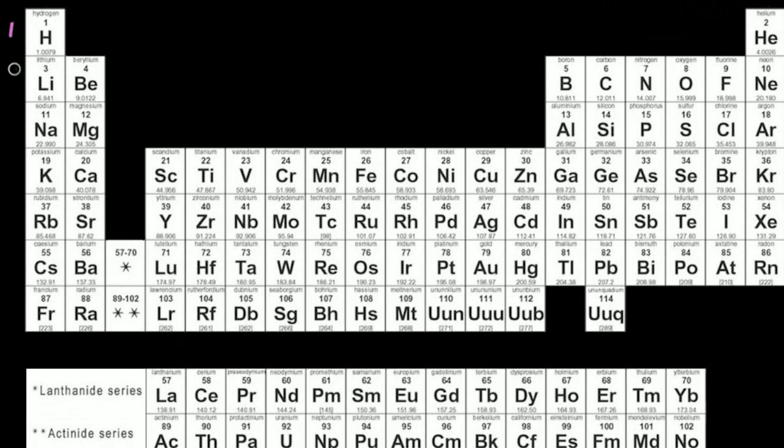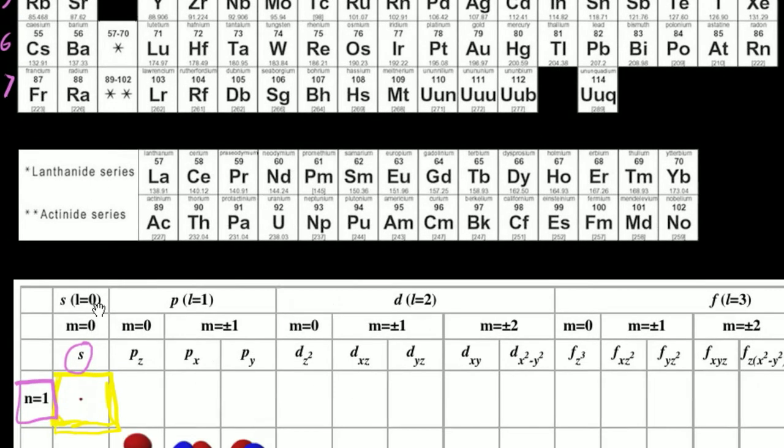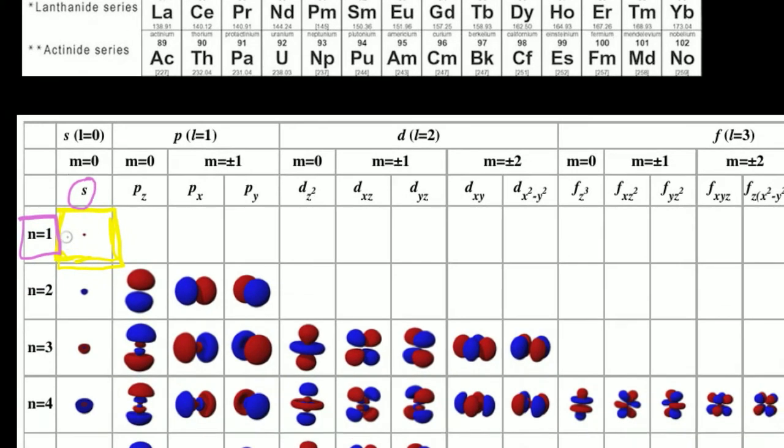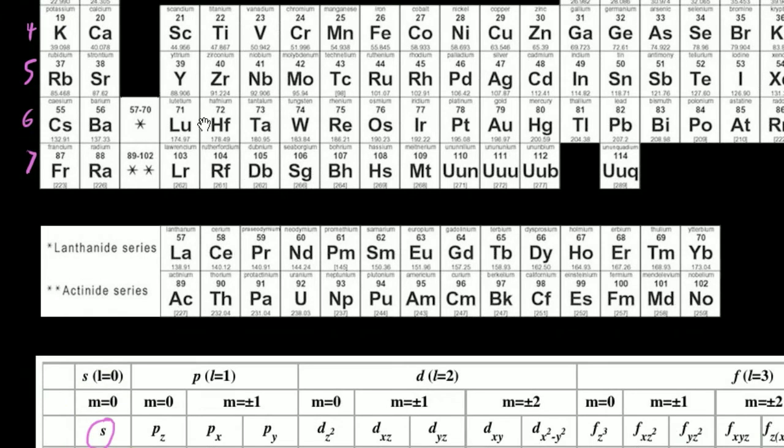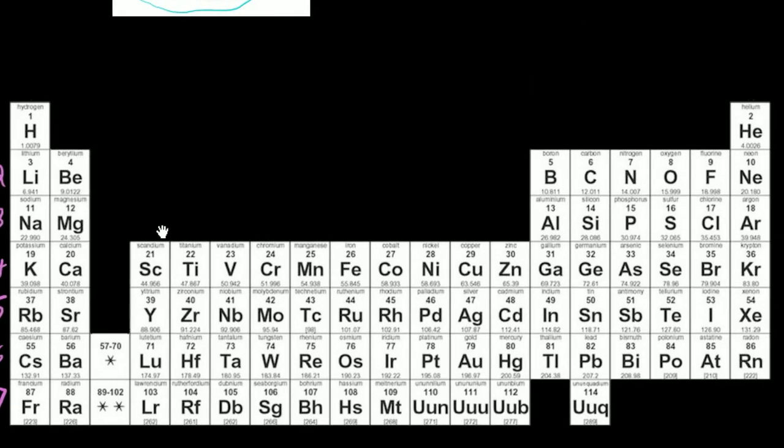So this is period 1. This is period 2. This is period 3, 4, 5, 6, and 7. So you could say this is essentially where n is equal to 1, and this is going to be our only orbital for this first period. We're going to have one s orbital for elements in the first period.